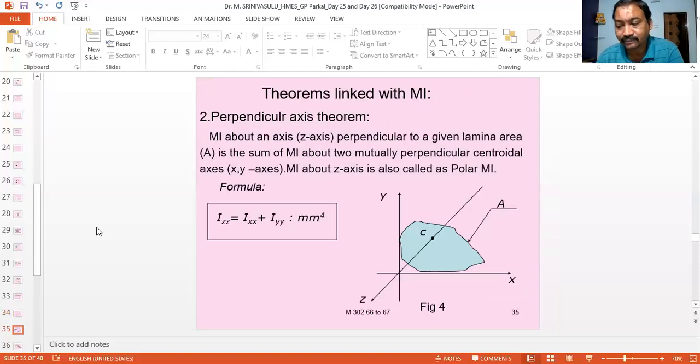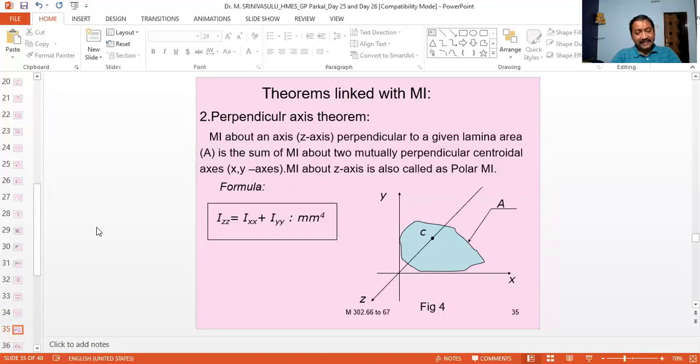Next, coming to the perpendicular axis theorem. Here, if we know the moment of inertia about the two axes, that is the x and y, then we can find out the moment of inertia about the z axis, which is perpendicular to both the axes.